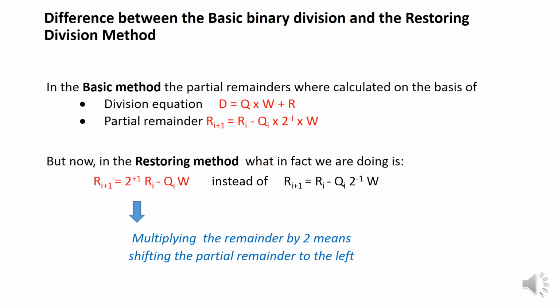which means we are multiplying the remainder by 2 and then we are subtracting the divisor, because Q is always 0 or 1. As you know, multiplying the remainder by 2 means shifting the partial remainder to the left. So this is the arithmetic reason that supports the new restoring method.